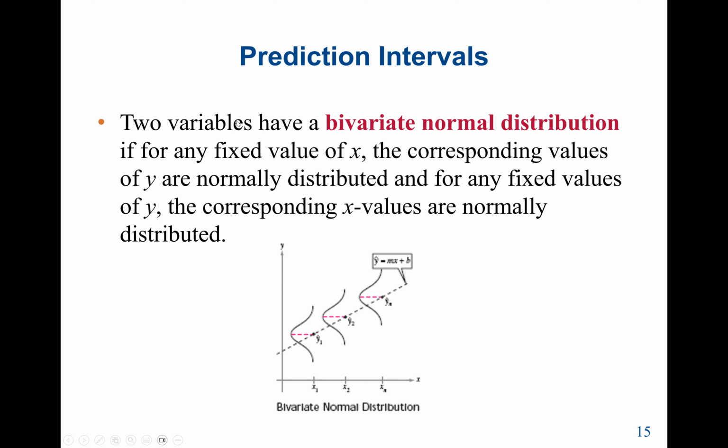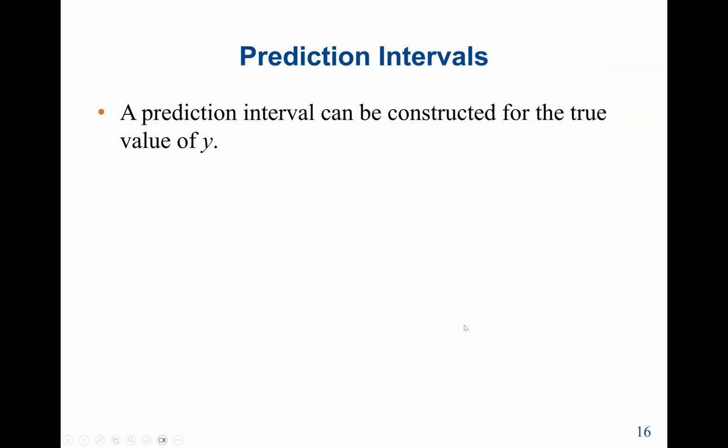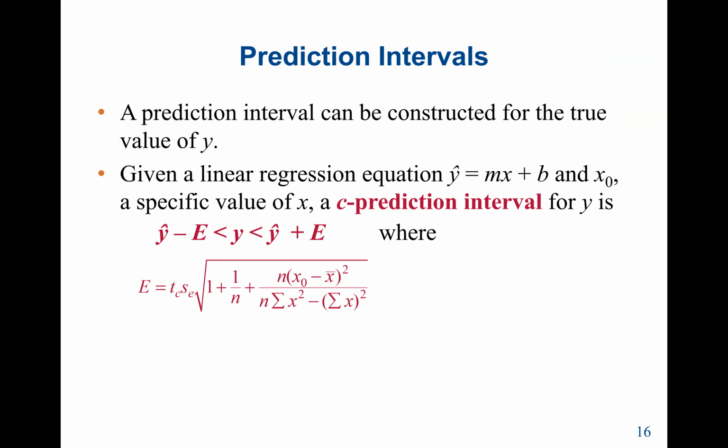Now, next is the prediction intervals. If two variables have a bivariate normal distribution, that is, for any fixed value of X the corresponding values of Y are normally distributed, and for any fixed value of Y the corresponding X values are normally distributed, this gives us a bivariate normal distribution. So the prediction interval can be constructed for the true value of Y.